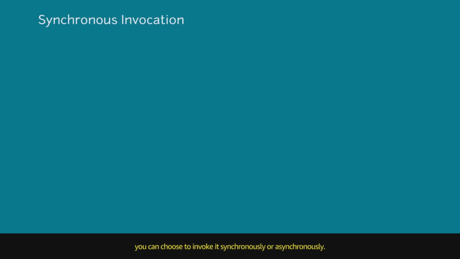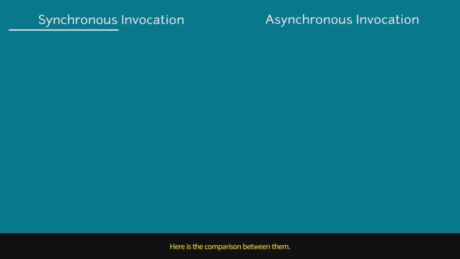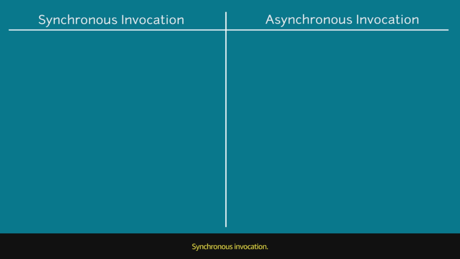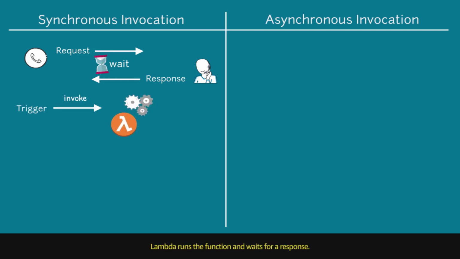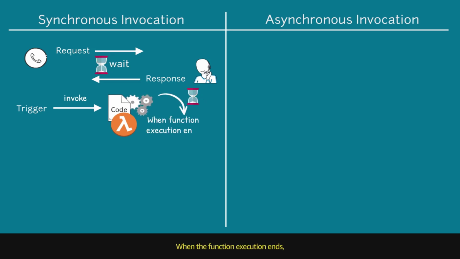When you invoke a Lambda function, you can choose to invoke it synchronously or asynchronously. Here is the comparison between them. Synchronous invocation. This is a request and wait for a response model. When you invoke a function synchronously, Lambda runs the function and waits for a response. When the function execution ends, Lambda returns the response from the function's code with additional data, such as the version of the function that was executed.